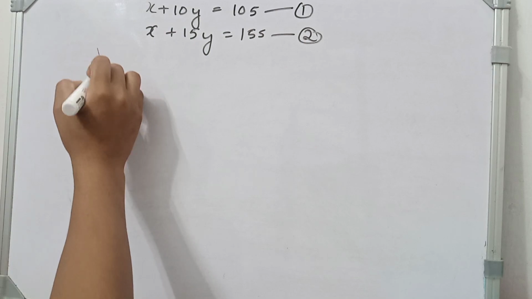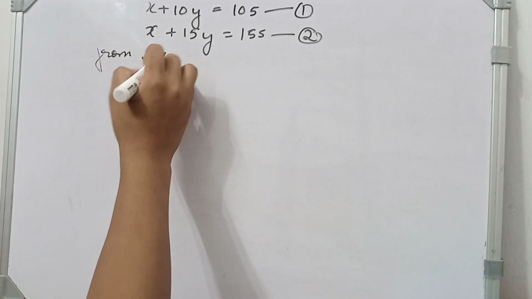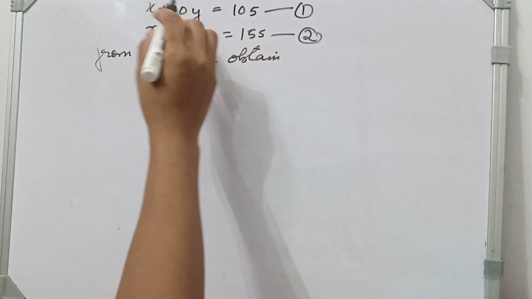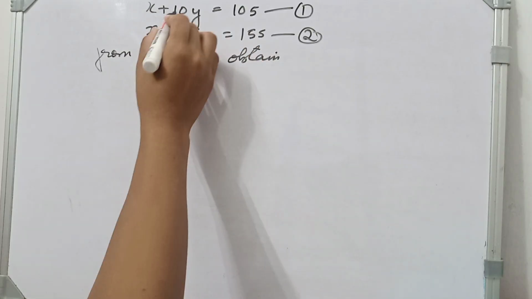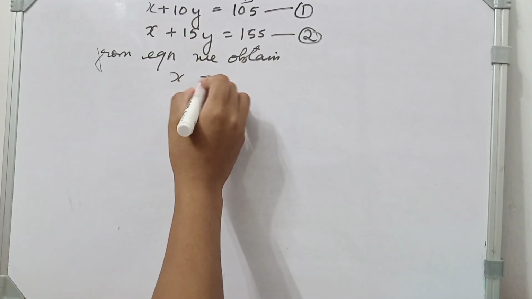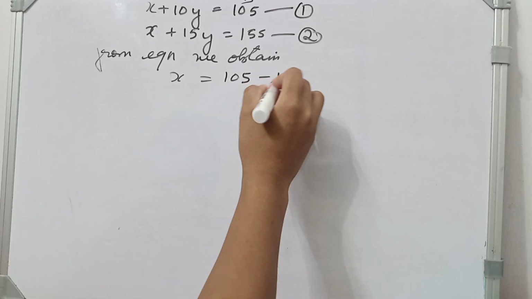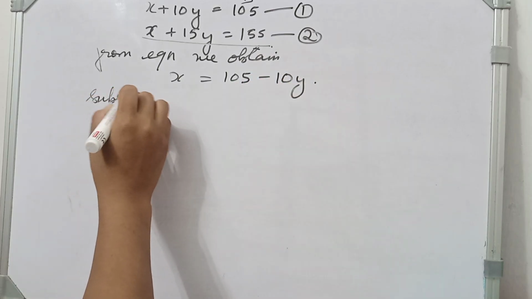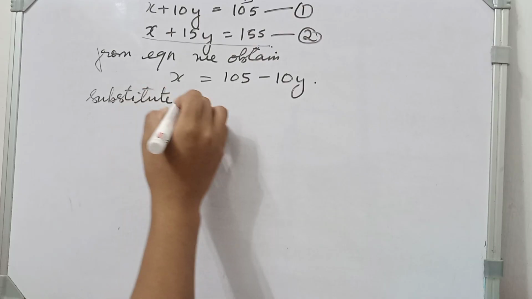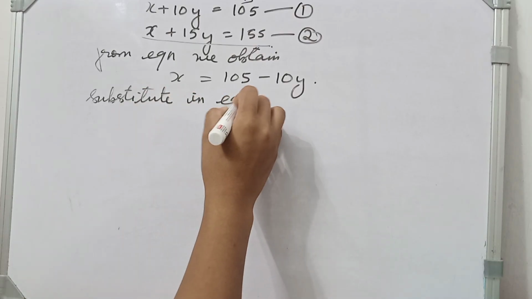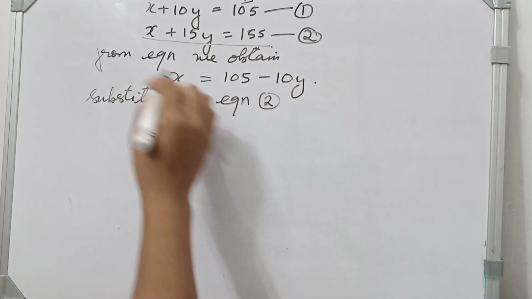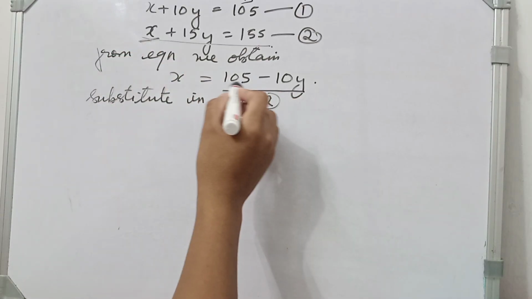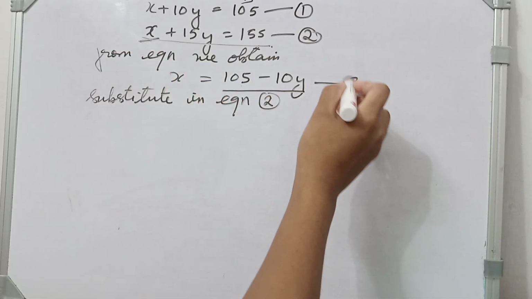From equation 1 we obtain x is equal to 105 minus 10y. Then substitute in equation 2.